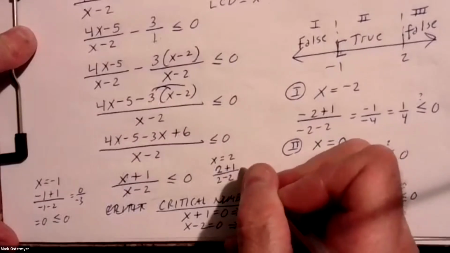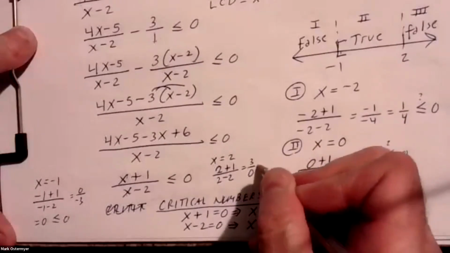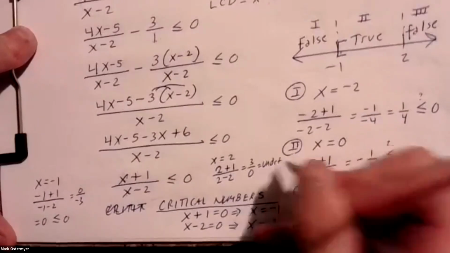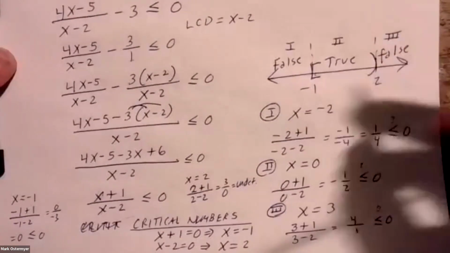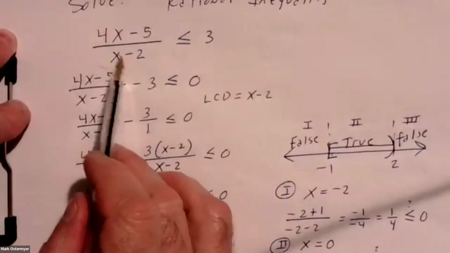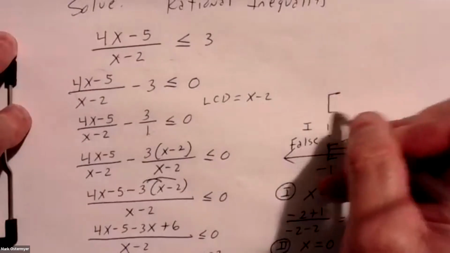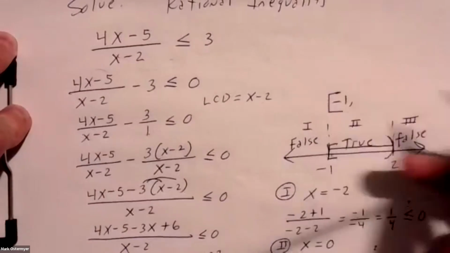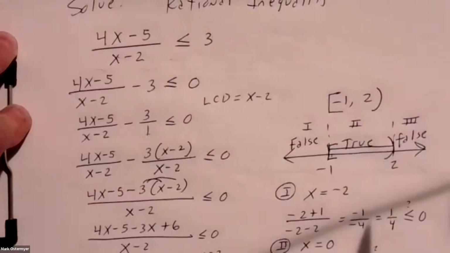Because the denominator goes to 0, doesn't it? And 3 divided by 0 is undefined. Undefined. Do not include 2. Parenthesis on 2. Shade in between them. You have the graph of the solution set to this rational inequality here. Interval notationally, the solution set is including -1 up to, but not including 2. There's your answer in interval notation.